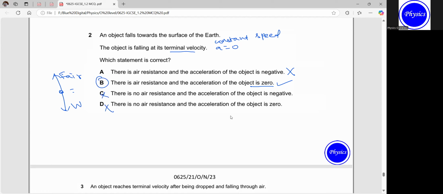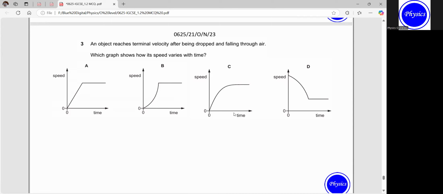An object reaches terminal velocity after being dropped and falling through air. Which graph shows how its speed varies with time? Obviously not this one, not the pointed edge. Like this, look. Up to the first few seconds it will be a straight line, then its acceleration decreases, then it reaches terminal velocity. So this graph.